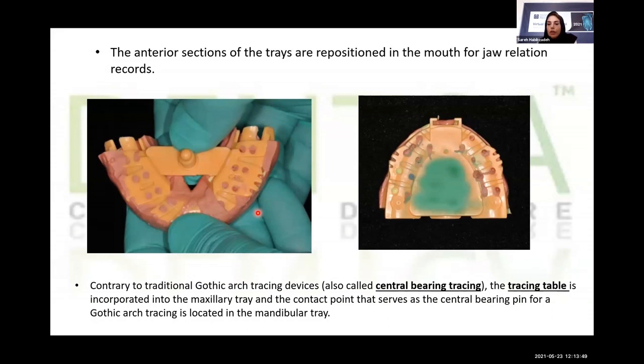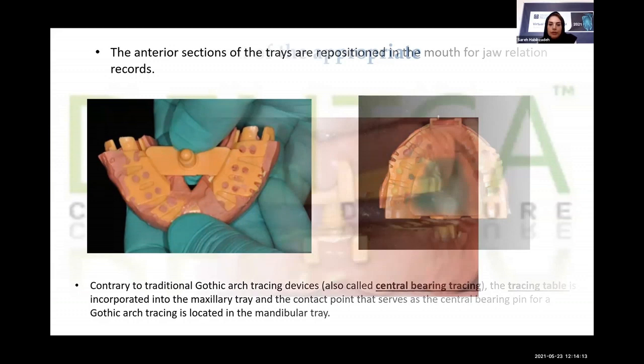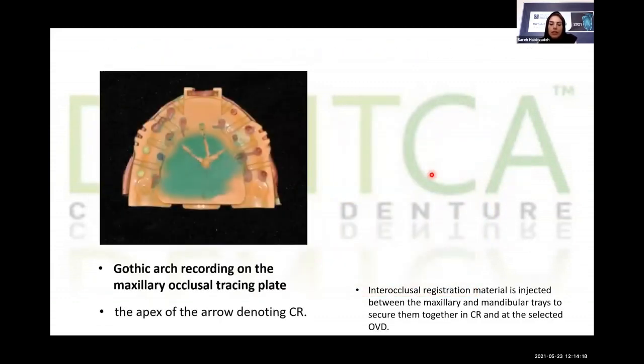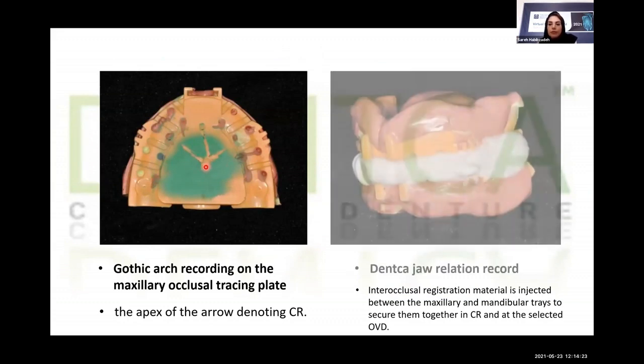The anterior part of the trays, as you see, are more like the AMDs, which we use with the Avadent digital dentures. You see that in the mandibular tray, we have a central bearing pin, which is used for Gothic arch tracing to measure CR. And we have a flat occlusal table on the maxillary tray, which serves as the plate to record against interpolation. So we'll have the OVD determined, and finally centric relation. So here's the tip of the arrow, and it denotes CR.